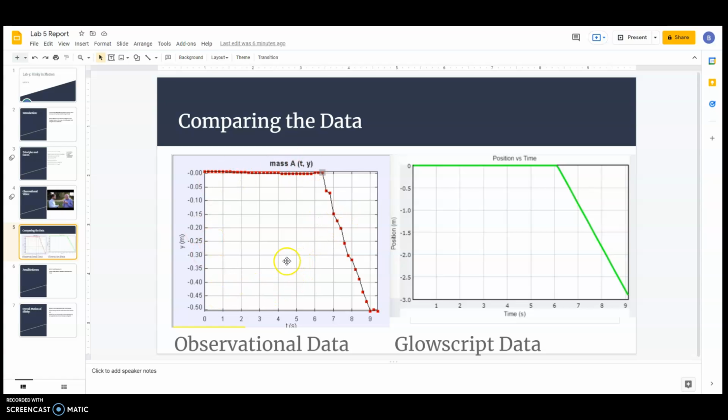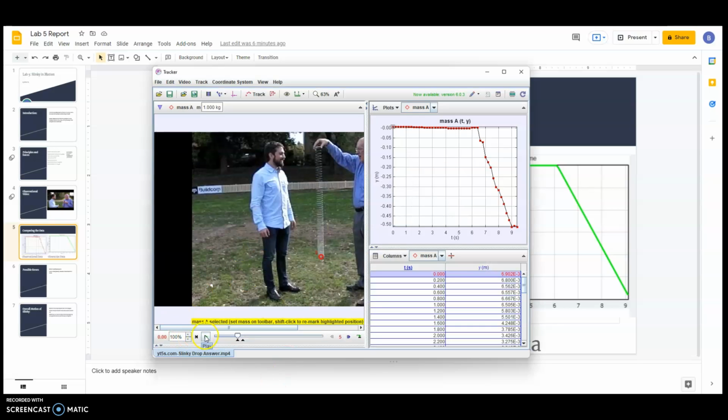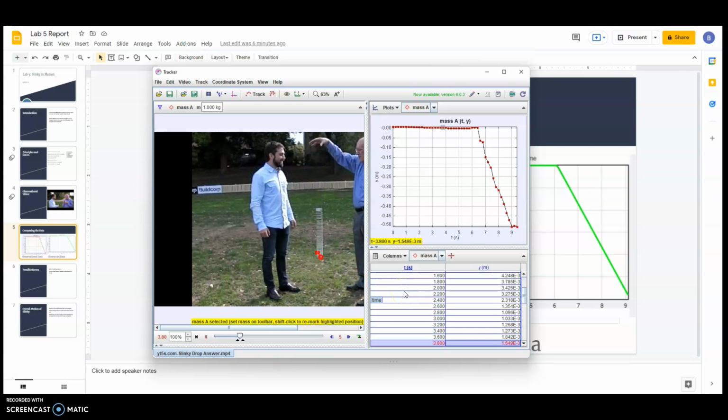The data on the left is data from Tracker that we fed the video through, and that goes as follows. And this really tracks the position of the bottom of the Slinky in order to plot out this motion, or rather lack of motion, that the bottom of the Slinky had in not falling until the top met up with it.